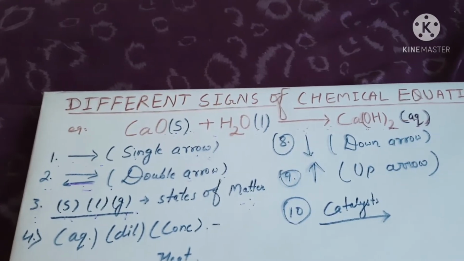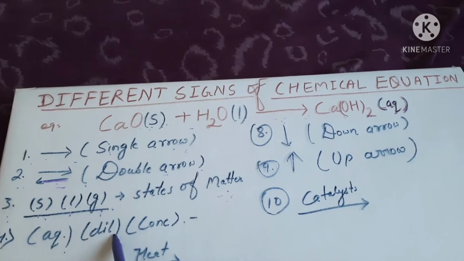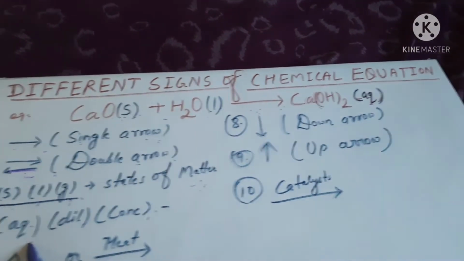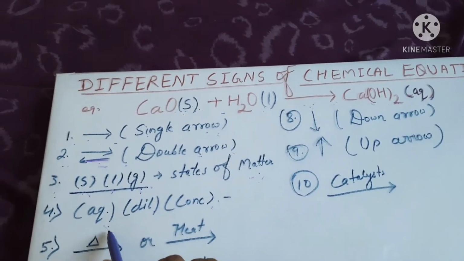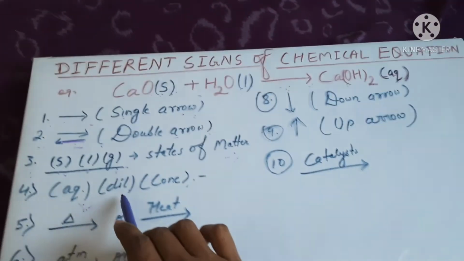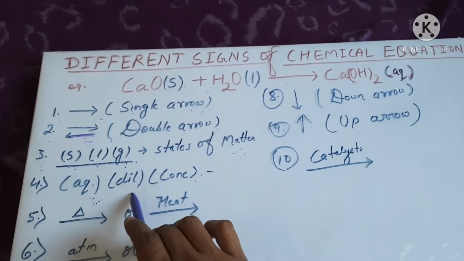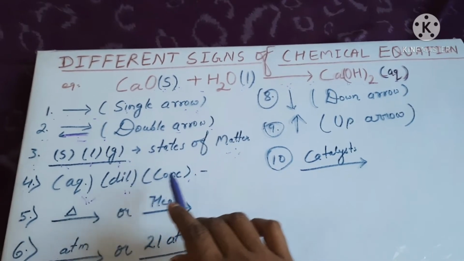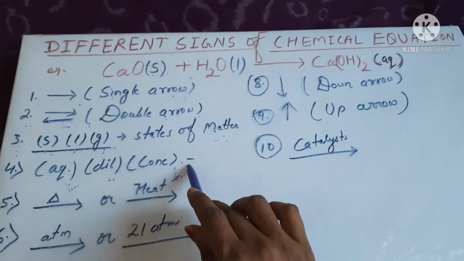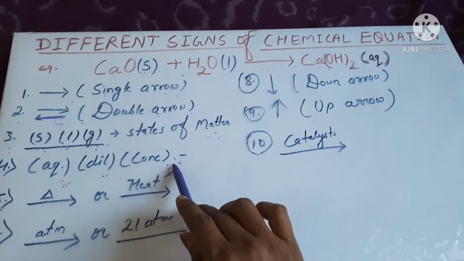Now the fourth one is the bracket AQ, DIL and CONC. What is the meaning of AQ? Actually AQ is for aqueous, meaning the given chemical can dissolve in water. DIL is for dilute. It means the given chemical is mixed with water or another liquid. Conc is for concentrated, meaning that the given chemical is concentrated or contains a large amount of solute.